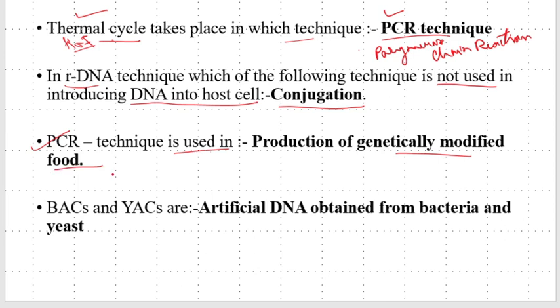Now the next question: BACs and YACs are what? These are the artificial DNA we use from bacteria and yeast, that is bacterial artificial chromosomes and yeast artificial chromosomes. So they are used accordingly, and like this they have got their names also. I hope you are getting it.